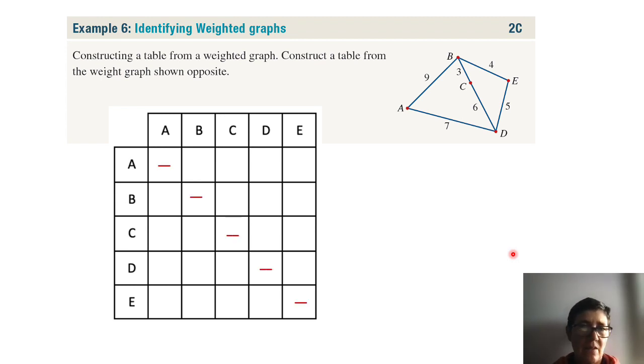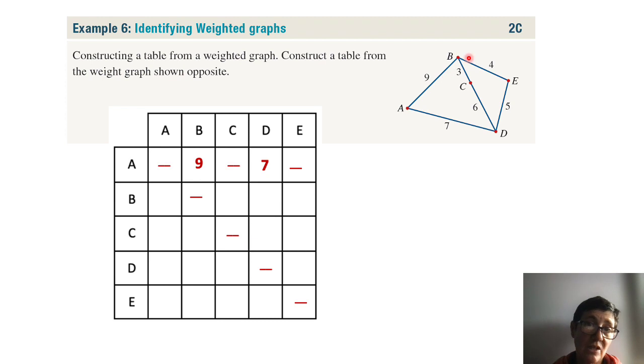Then I'm going to look at the network diagram. A to B is 9. Whatever 9 is, it's in there. A does not go directly to C, so I'm putting a dash. A does go to D. A does not go to E. Okay, and I'm going to keep filling it up.